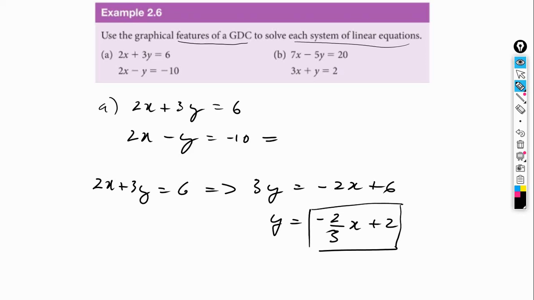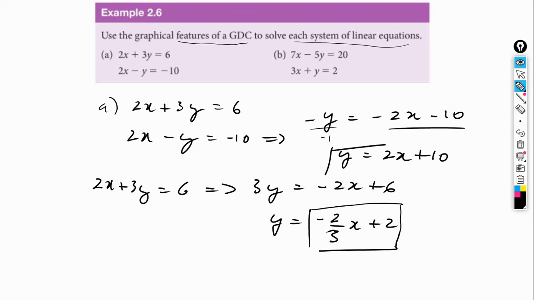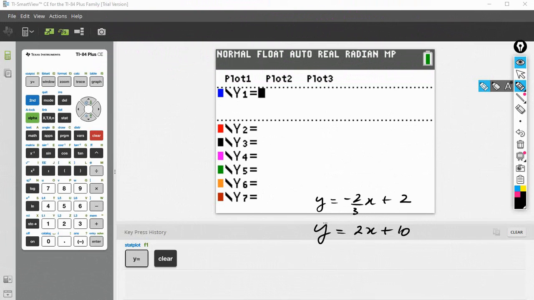For this other equation, we can rearrange it and say that minus y is equal to minus 2x minus 10. But notice that I can divide both sides by -1 just to get rid of this negative here. So this is going to give me y is equal to 2x plus 10. So now that I have my two equations in the slope or gradient intercept form, I can proceed to graph them. So recall that the equations we found rearranged were -2/3 x plus 2 and 2x plus 10. So those are the ones that we have to type into the calculator.